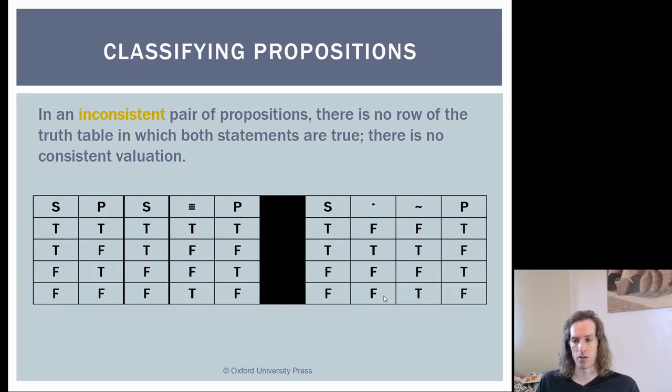So therefore, no matter what the values of S and P are, our base values over here, it's impossible for both of these propositions to be true. In some cases, one of them can be true, like when S is true and P is false, then it is the case that S and not P is true, but it is not the case that S if and only if P is true. So it's impossible for these two to be true at the same time. So by using the truth tables, we can determine that they're an inconsistent pair of propositions.